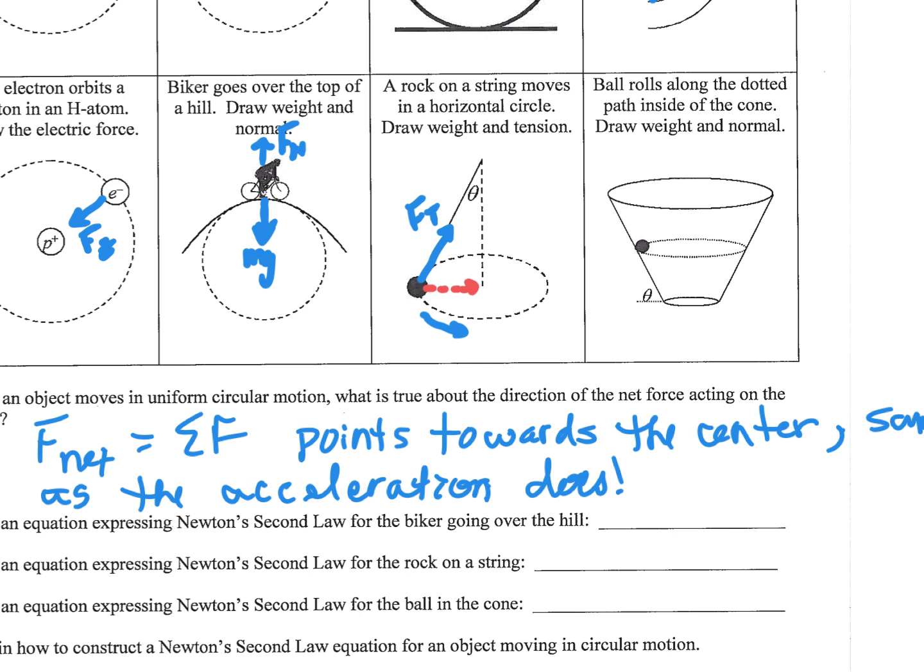Towards the center of the circle, and a component that goes this way. Think about why we have a component going that way: because on this ball, we also have mg, don't we? So these two red vectors are the components. This would be F sub t cosine theta, and this, of course, would be F sub t sine theta.